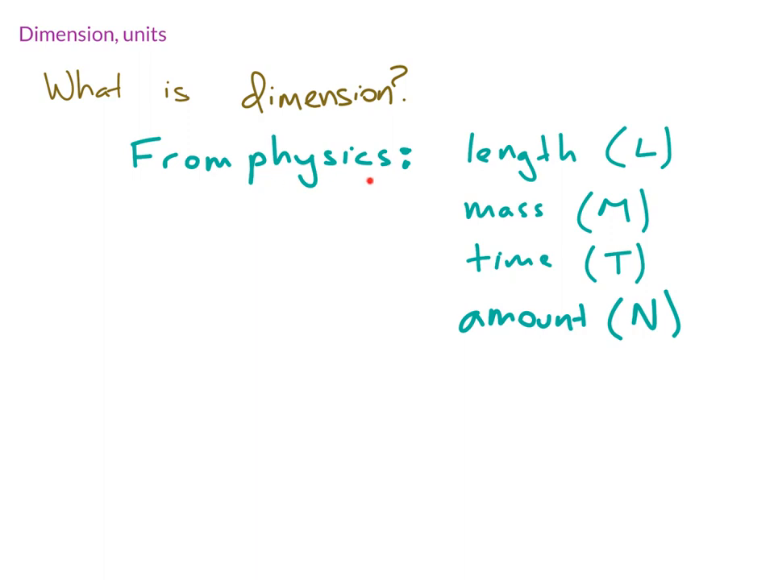From a physics perspective, there are some fundamental dimensions. I've listed 4 of them here. Length, denoted capital L when we're just talking about the dimension. Mass, capital M. Time, capital T. And an amount. That could be like a number of cells or a number of molecules. There are a few other dimensions relating to temperature or to electric current, but these 4 are the ones that are going to be relevant for the differential equations that we're working with.